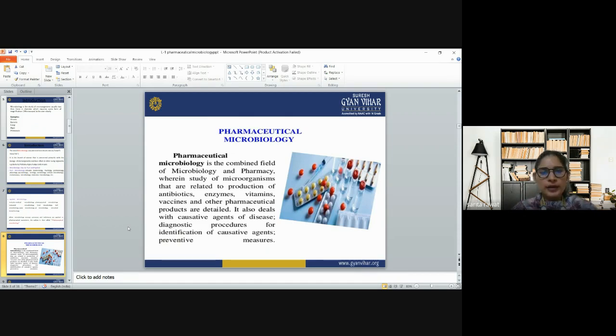Now, what is pharmaceutical microbiology? It is the combined field of microbiology and pharmacy, wherein the study of microorganisms related to the production of antibiotics, enzymes, vitamins, vaccines, and other pharmaceutical products is detailed. It also deals with the causative agent of a disease, the diagnostic process for identification of the causative agent, and preventive measures for any kind of drug. So pharmaceutical microbiology includes the production of antibiotics, enzymes, vitamins, and also deals with the causative agent responsible for a particular disease and its identification.